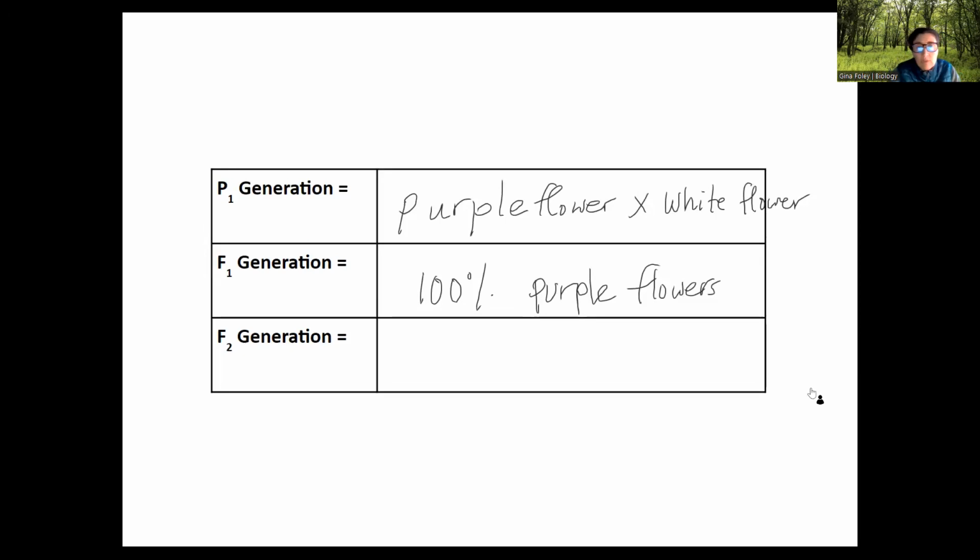Okay, so he got 100% purple flowers. And then in the F2 generation, that means he crossed two of the F1 generation plants, right? He took two purple flowered plants and he crossed them. And then from that, in the F2 generation, what he got was 75% purple and 25% white.